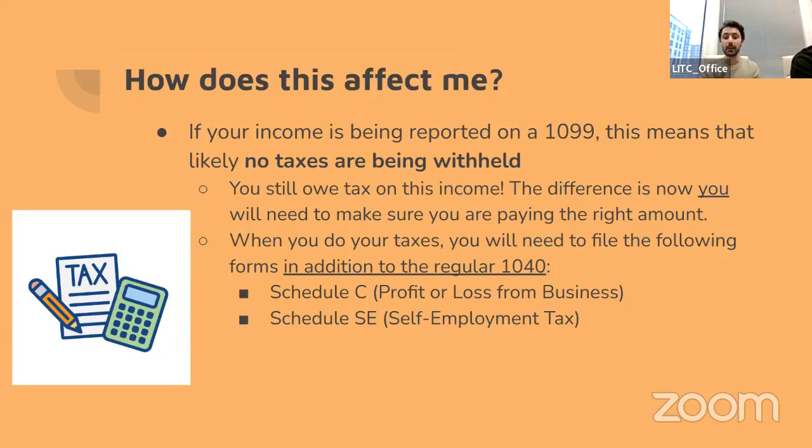There are separate forms that you'll also likely need to fill out as part of your tax return. That's the Schedule C, profit or loss for a business, and Schedule SE, self-employment tax. I'll take you through those, but this is what a 1040 will look like for a 1099 independent contractor.